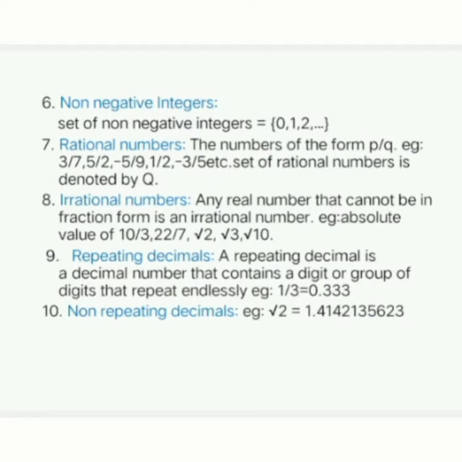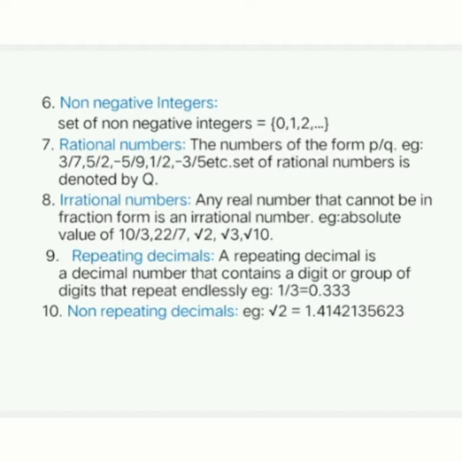Rational numbers: the numbers of the form p by q, where p and q are integers, right? Here p is not divisible by q and q is not equal to 0. These are known as rational numbers. It may also be defined as any number that can be written in fraction form. So it's a rational number.